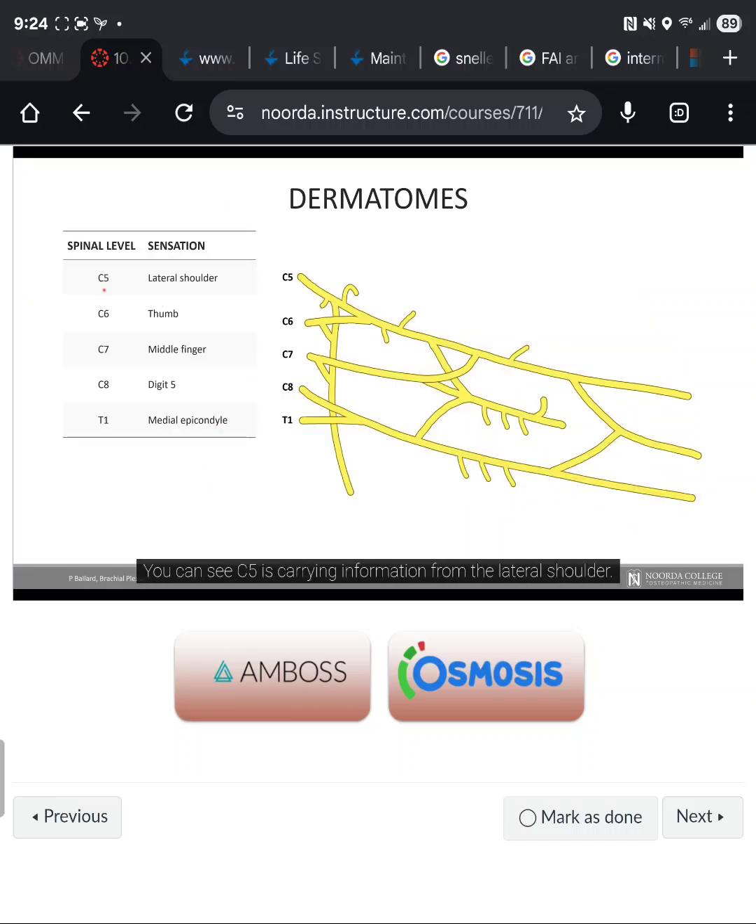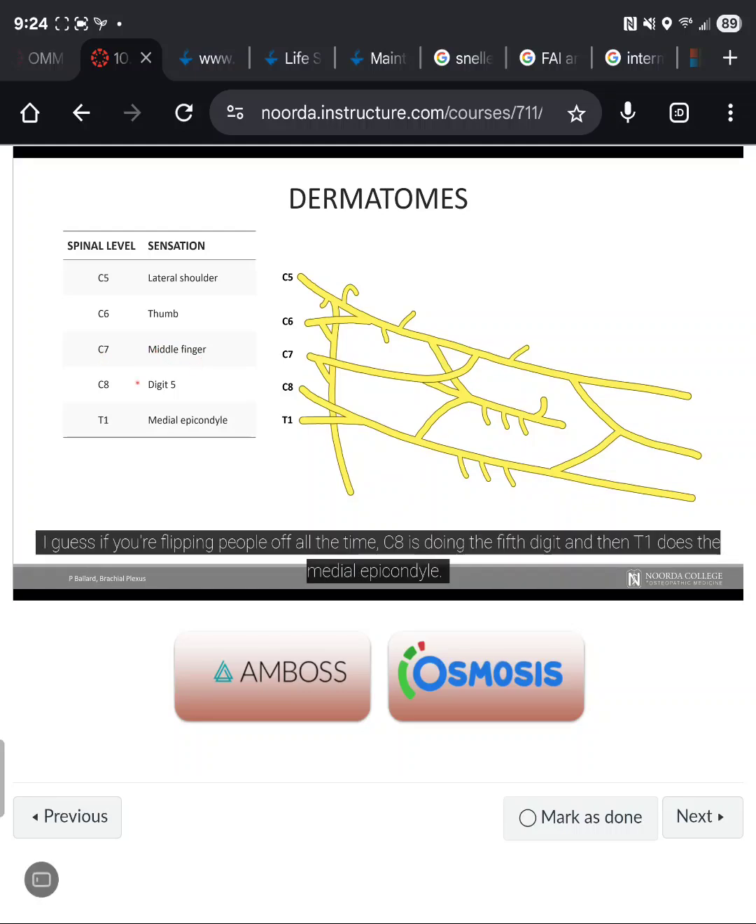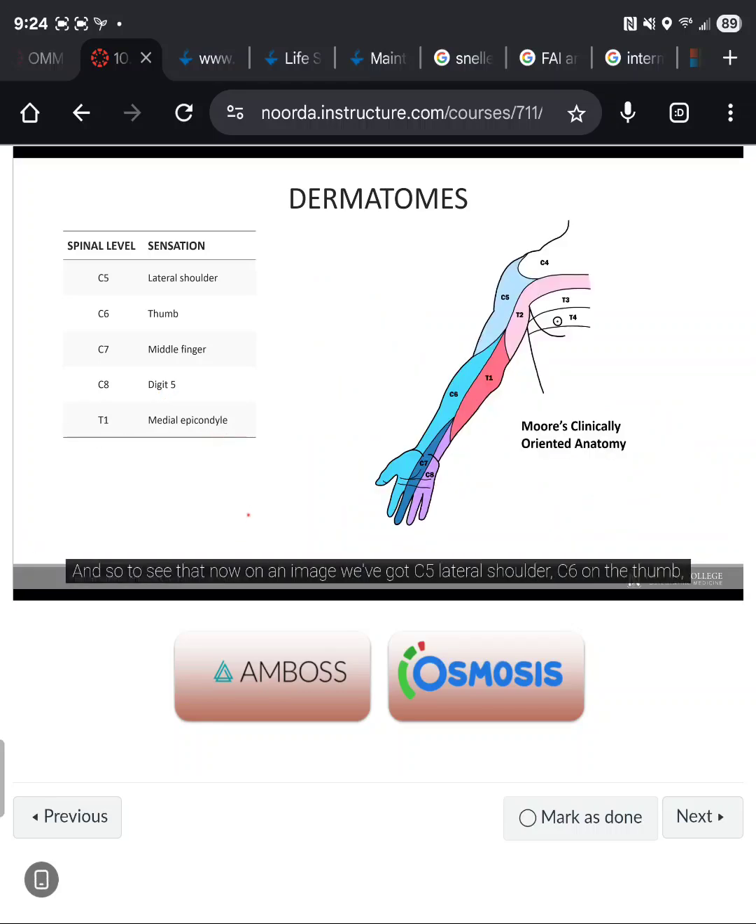You can see C5 is carrying information from the lateral shoulder, so it's doing sensation there. C6 does sensation of the thumb. C7 is doing the middle finger, and one way you can remember that is C7, no heaven, I guess if you're flipping people off all the time. C8 is doing the fifth digit, and then T1 does the medial epicondyle. And so to see that now on an image, we've got C5, lateral shoulder, C6 on the thumb, C7 on the middle finger, C8, digit 5, and then T1, the medial epicondyle.